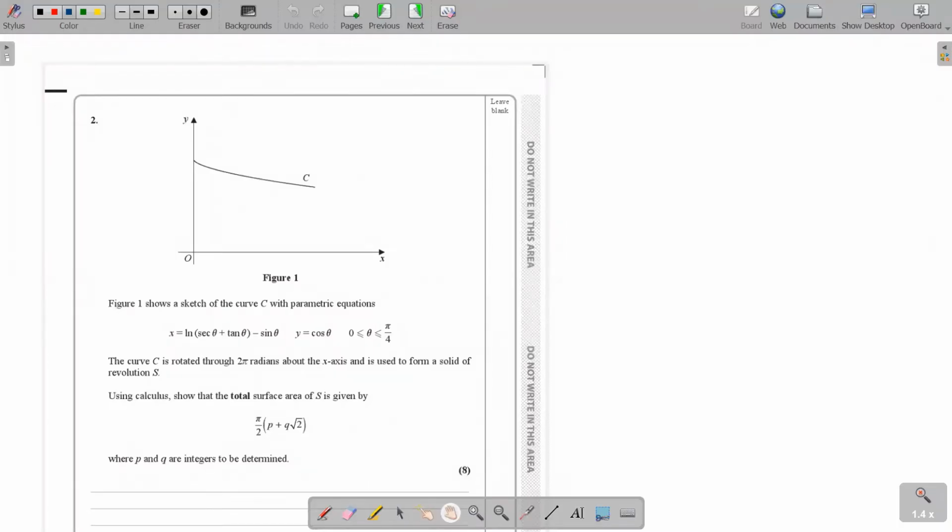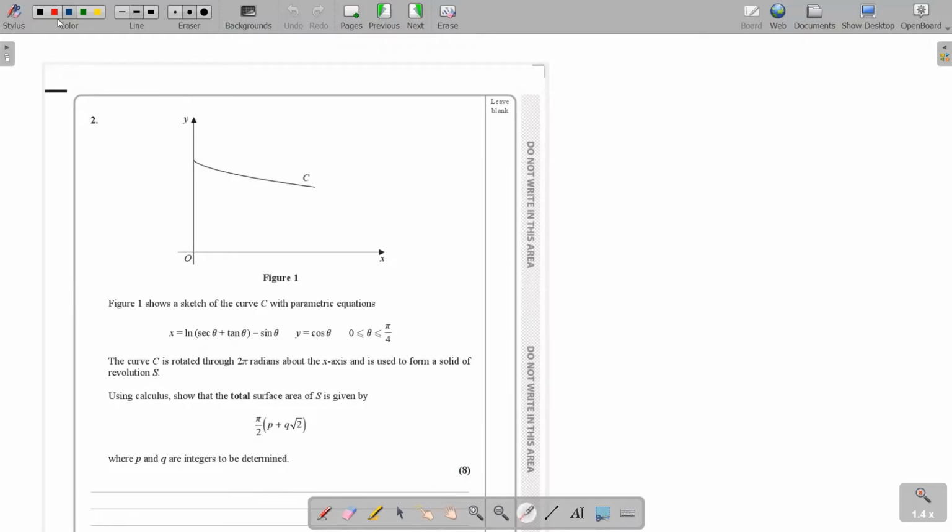Okay, moving on to question number 2. Let's say figure 1 shows a sketch of the curve C with parametric equation x equal ln sec theta plus tan theta minus sin theta, y equal cos theta. The curve C is rotated through 2 pi radian about the x-axis and is used to form a solid of revolution S. Using calculus, show that the total surface area of S is given by this particular equation, and it's 8 marks. Can you see?